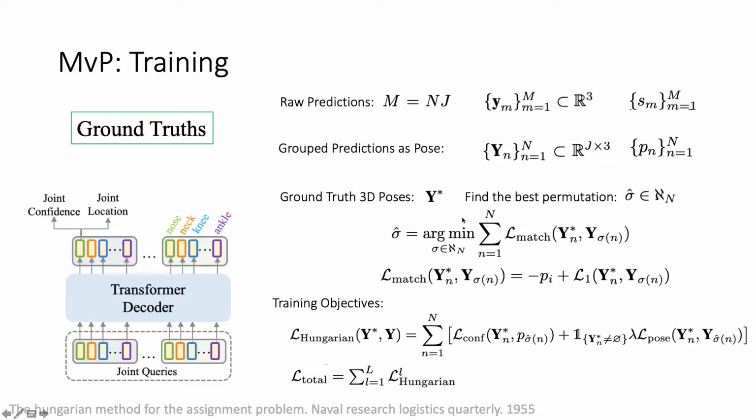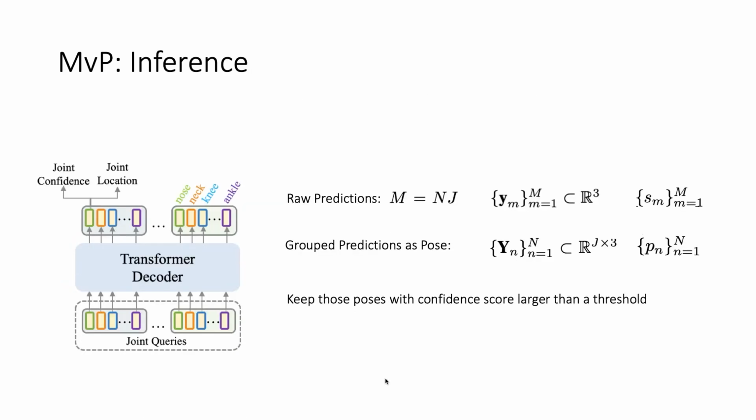For the matching cost, we consider both the confidence of the prediction and the closeness of the prediction and the ground truth pose. With the best match, we then compute the training objective for predicting the joint confidence and the regression of the 3D joint location. We sum the objective over different decoder layers to get the total objective. For inference, we simply group the raw joint predictions to get the pose of different persons and use a confidence threshold to filter the negative predictions.